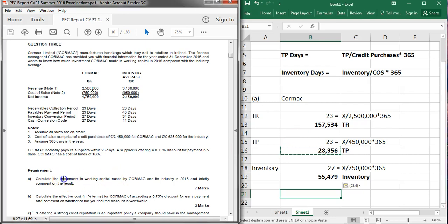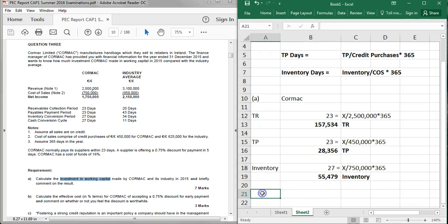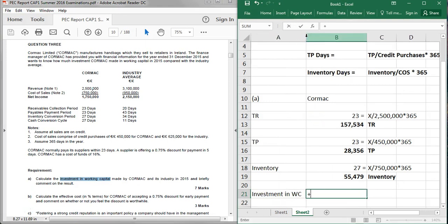Now just be careful, you have to answer what exactly was asked. You're asked for the investment in working capital. So that's technically not given to us. The investment in working capital is the inventory plus the trade receivables minus the trade payables. That's what your net investment in working capital is. Adding the two current assets, take away the current liability. So the net investment in working capital by Cormac in 2015 was 184,184.